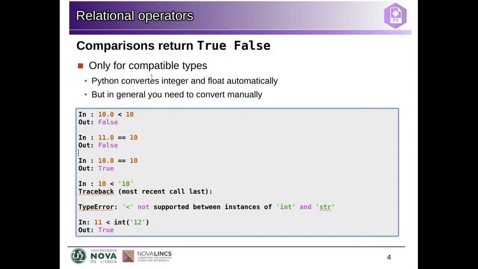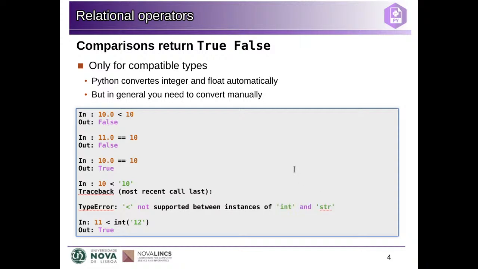But some combinations of types you cannot compare automatically. For example, this is the number 10, an integer. This is a string with the character 1 and the character 0. And if you try to compare the two, you get an error because this comparison is not supported between these two types, integer and string.